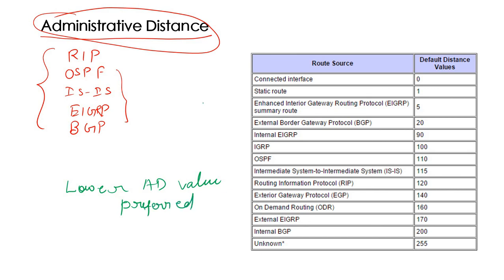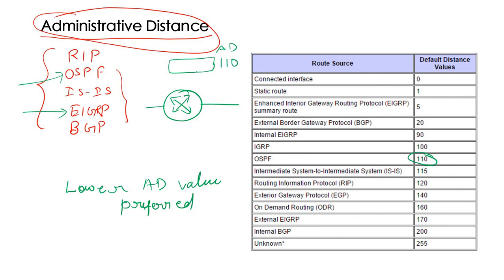So if your router has entries from different routing protocols, let's take 2 routing protocols, OSPF as well as EIGRP. If you are running 2 protocols, obviously you will have one entry from OSPF, and for every route you will have some information about the AD value as well. So if you are getting the routes from OSPF, then you will have an AD value of 110, right?